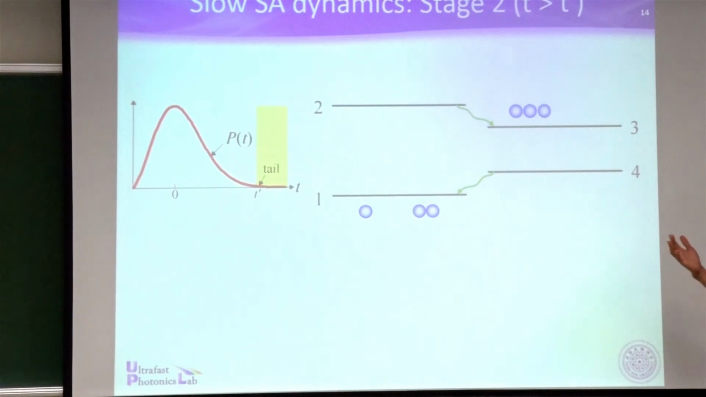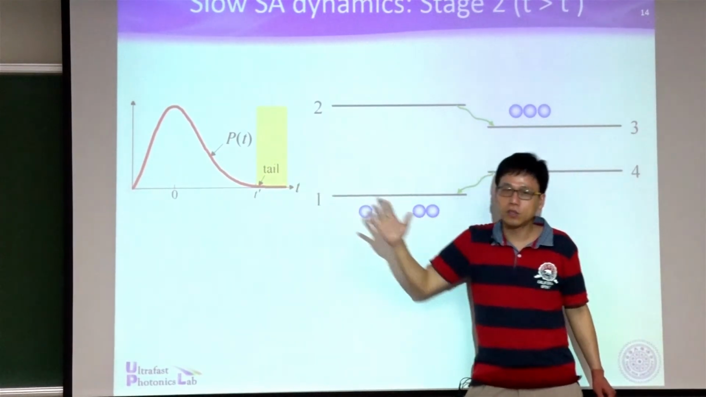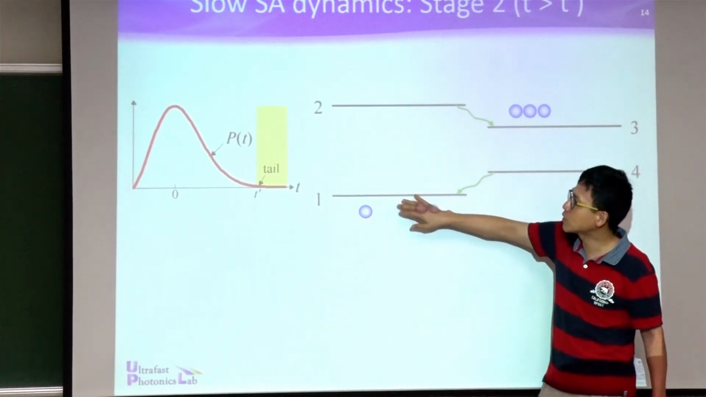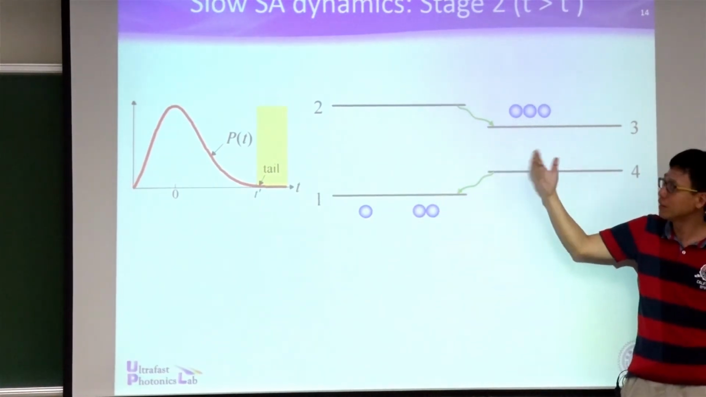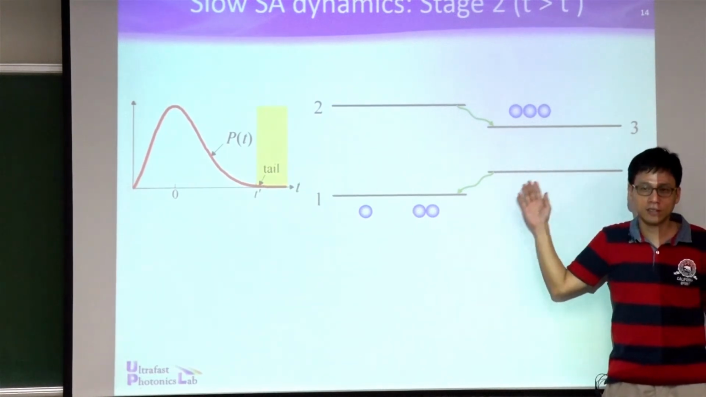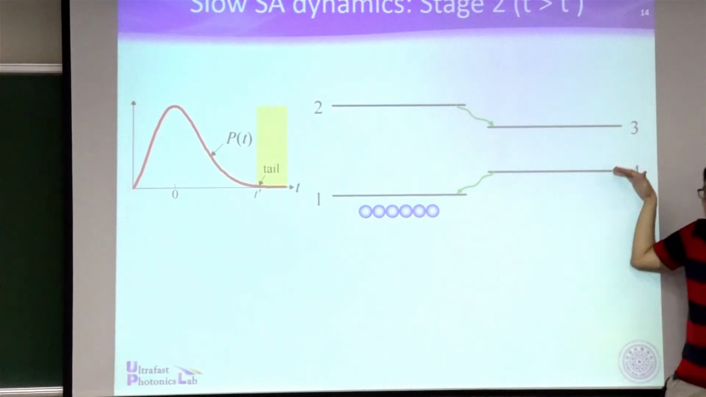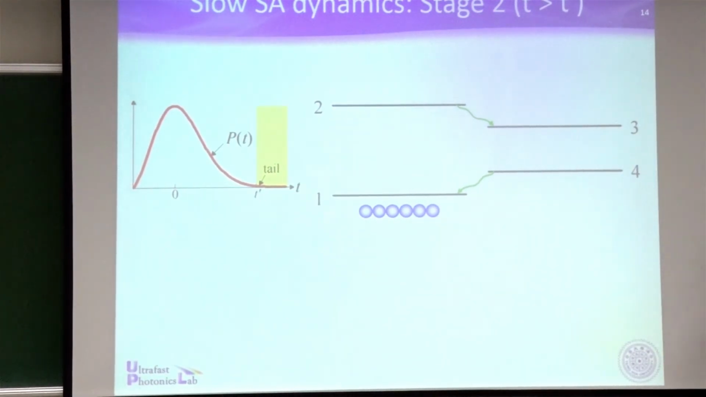But then in stage 2, remember there is no input photon anymore, right? The pulse passes through. There is no pulse. So there is no further absorption here. Then the slow relaxation takes over, right? So what happens? Although it's slow, gradually electrons dump to level 4, then quickly dump to level 1, and the process continues. So eventually, all the excited electrons will relax to ground state, level 1.